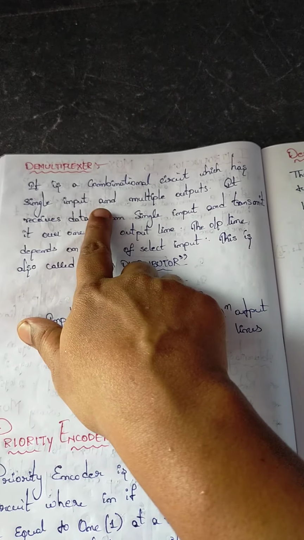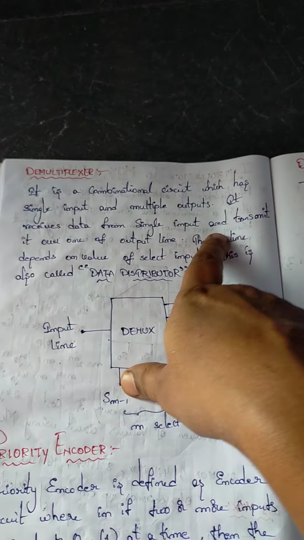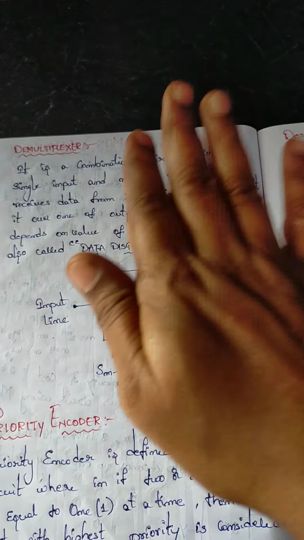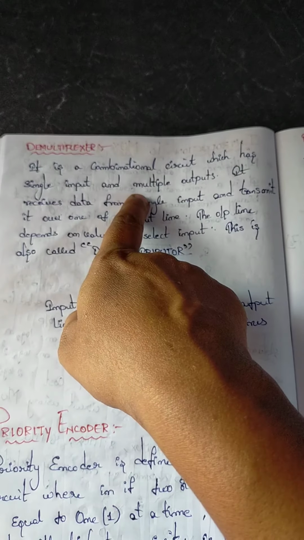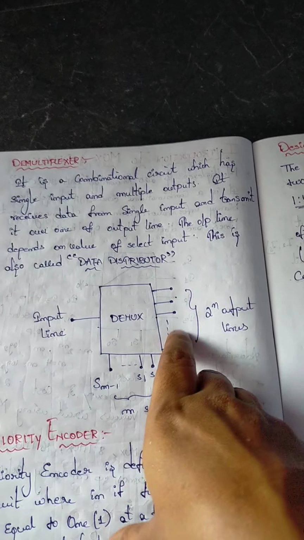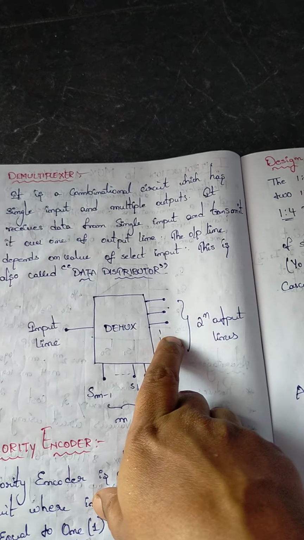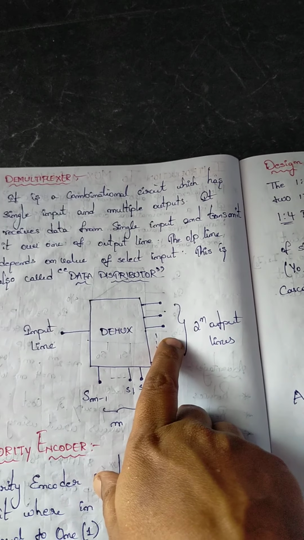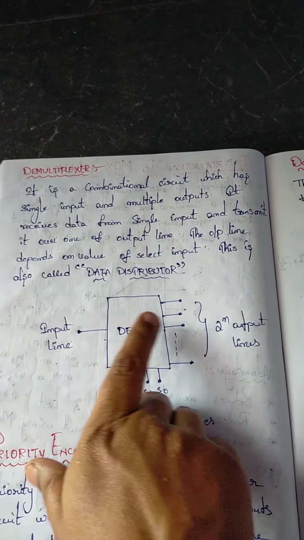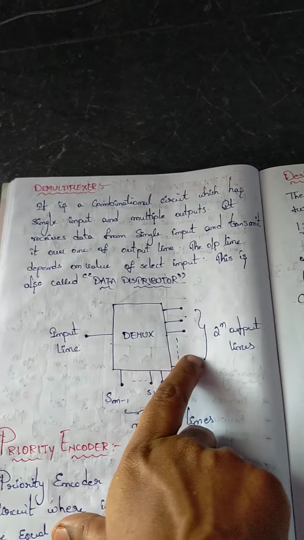A demultiplexer is a combinational circuit which has a single input and multiple outputs. It is the opposite of a multiplexer. Here we have one input and many outputs. So this is 1 into 4, a 1 into 4 demux, whereas a mux means 4 into 1 mux, and a demux means 1 into 4 demux.